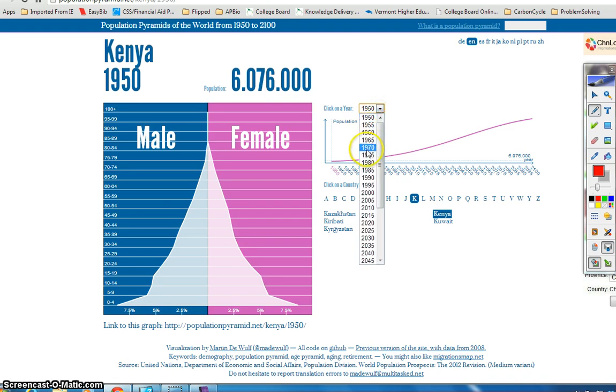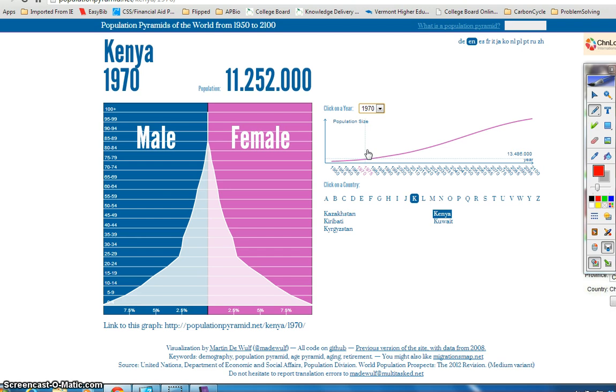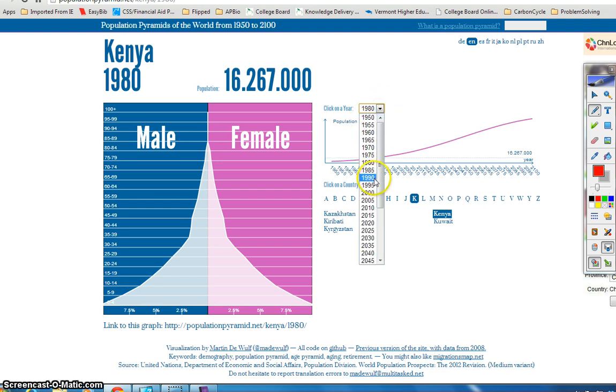So if we jump ahead to 1970, look what's happening. The base of that pyramid is flattening out. It's becoming even steeper. So if we follow that along here on the graph on the right, we can see that. So now the population is up to 11 million. Let's jump ahead to 1980. Now we're up to 16 million, and we can see that steepness at the bottom. This is a rapidly increasing population.